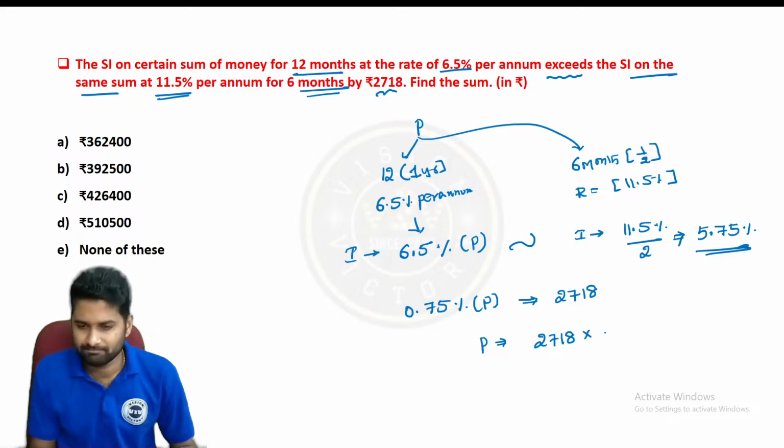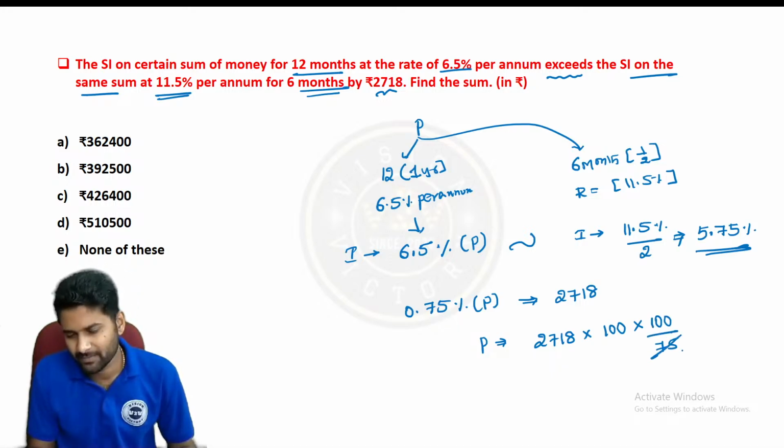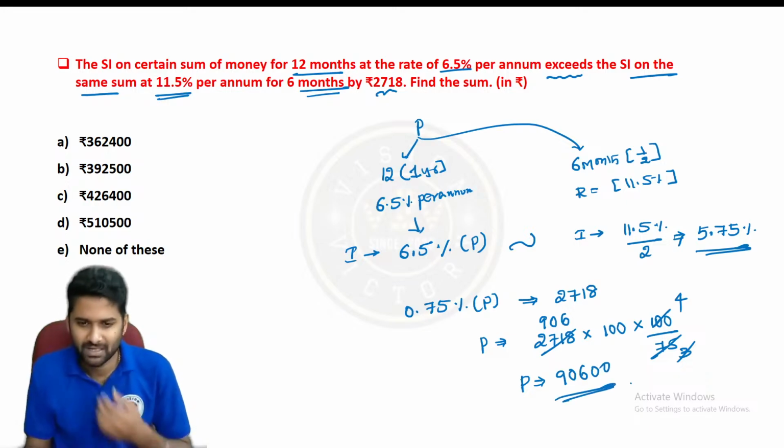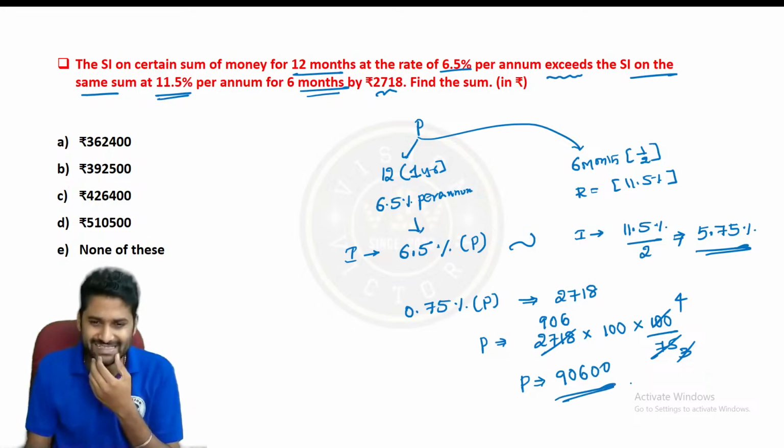Now see, 1 percent, you will get 100 here. Then 0.75 percent means again you will get 100 on top and 75 at the bottom. 25 threes and 25 fours. And 3 becomes C. Check it out. See, it's 906 times. So what is the principal here? 90600. It's all about 90,600. Is it clear guys?